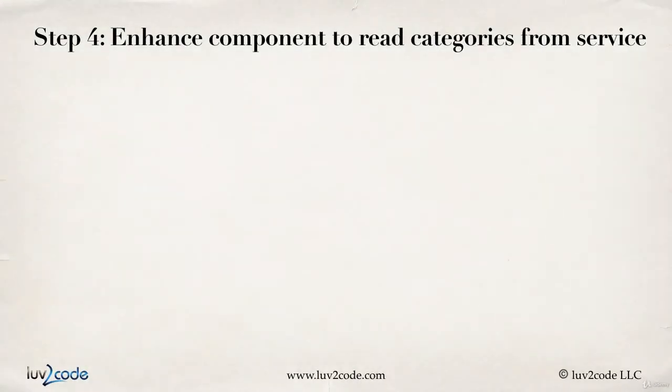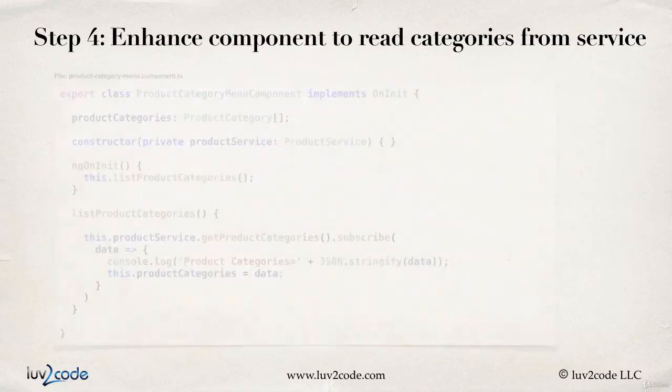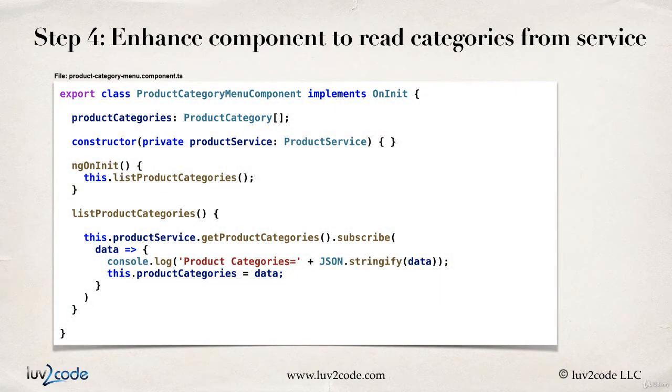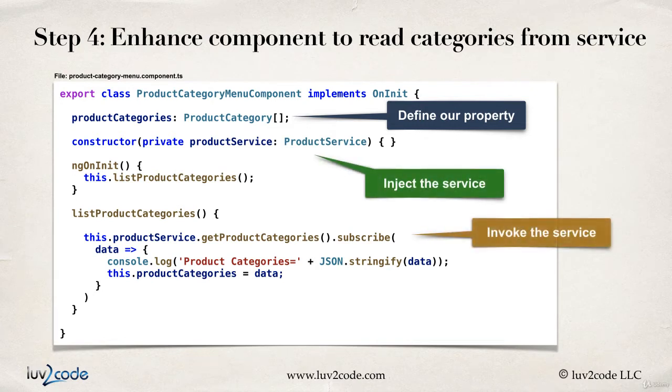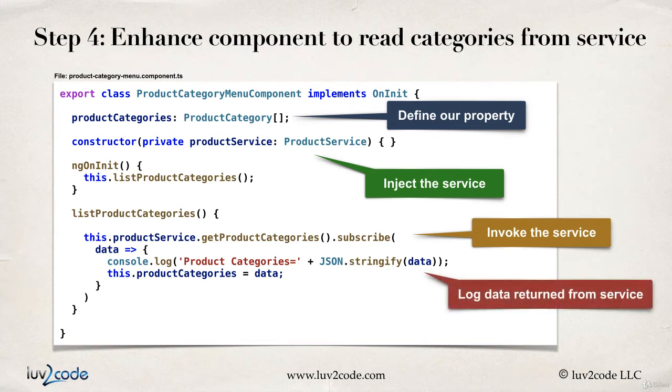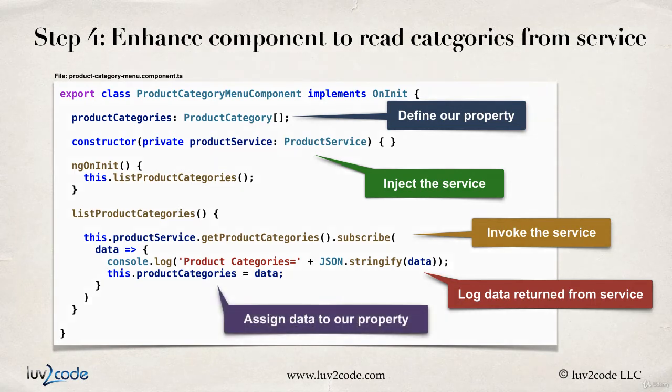And now in step 4, we need to enhance our component to read the categories from our service. So the first thing we do here is we create this property here for product categories. It's an array of those product category items. We inject our product service into this component. And in our list product categories here, we call this.productService.getProductCategories.subscribe. And then we simply log the data returned from the service by using this JSON.stringify. And then finally, we assign the data to our property. So we're getting the information from that service and assigning it.